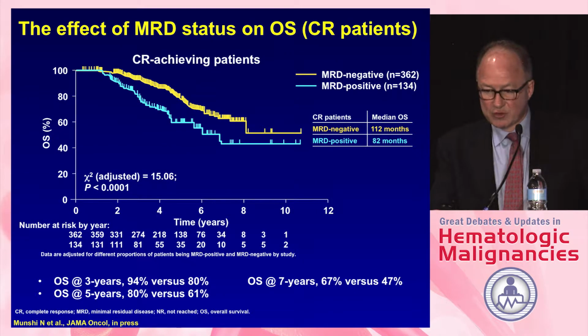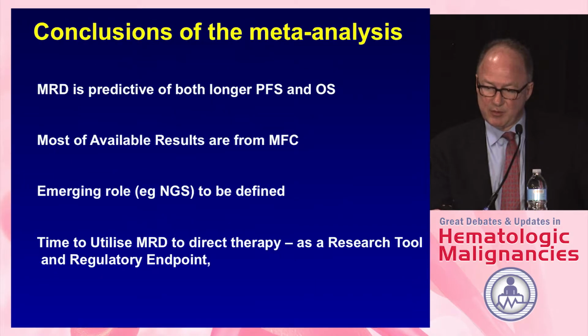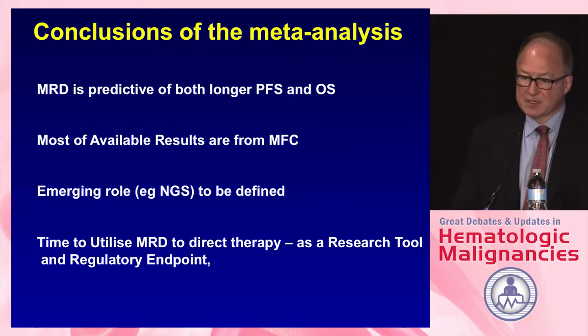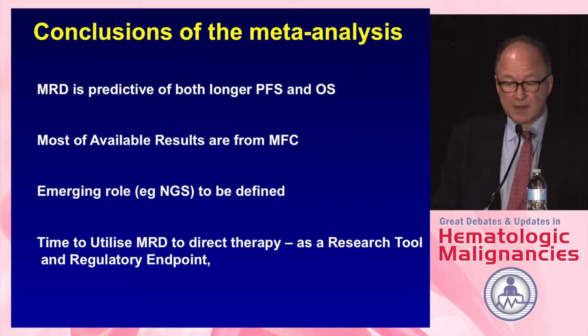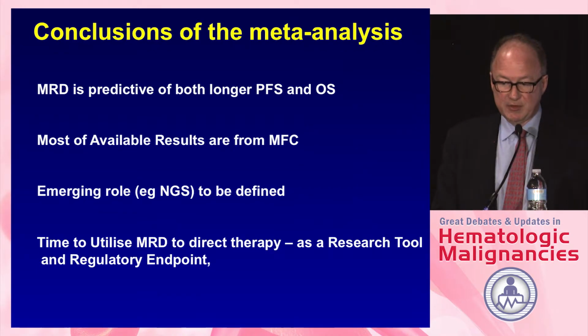What about the effect on overall survival? That's summarized in Nikhil's paper here. So the conclusions of the meta-analysis are here, that MRD is predictive, but most of the results that I just showed you were based on flow, and we've already said that flow has its problems. The emerging role of next-generation sequencing remains to be defined.